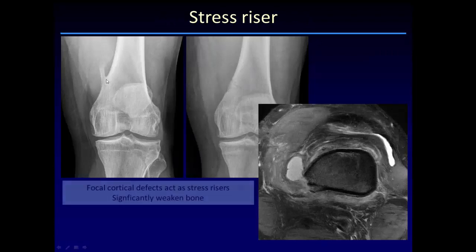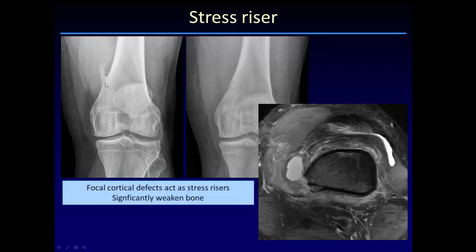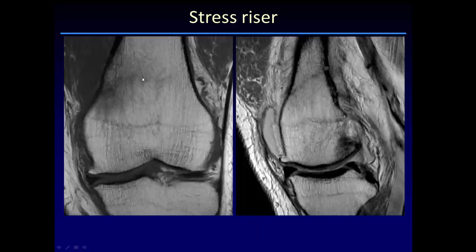A stress riser is a place where there is a focal cortical defect, and it significantly weakens the bone and acts as a nidus for a fracture to take place. This was a patient who had an osteochondroma removed, comes back in. We have some postoperative fluid and edema, but he's having quite a bit of pain in this particular area. There's some periosteal elevation you can see around the region with periostitis, and then here we can see the beginnings in the same patient of an early fracture line starting to propagate from this region.